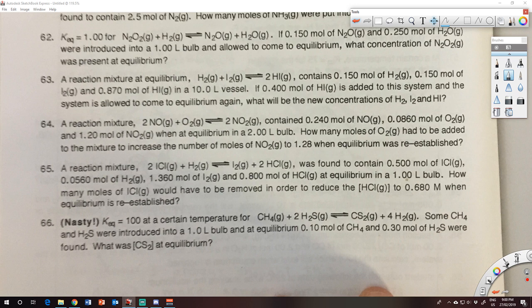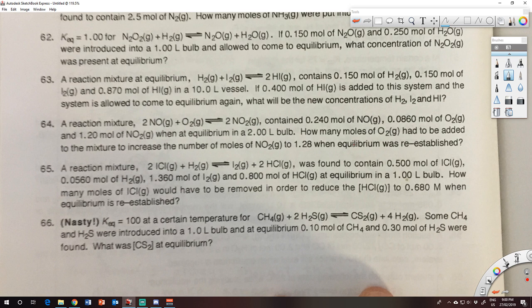64. Reaction mixture 2NO contains some moles of stuff. How many moles of O2 had to be added to the mixture to increase the number of moles of NO2 to 1.28 when equilibrium was established? So 64 is actually very similar to 59. It's just rather than removing the number of moles, we're adding the number of moles.